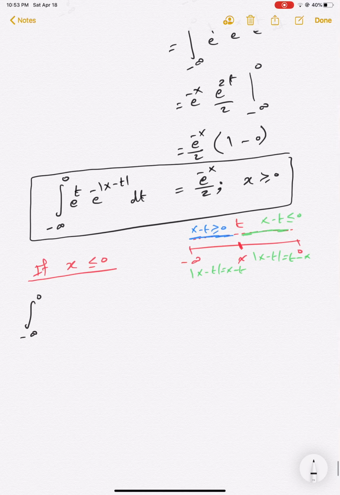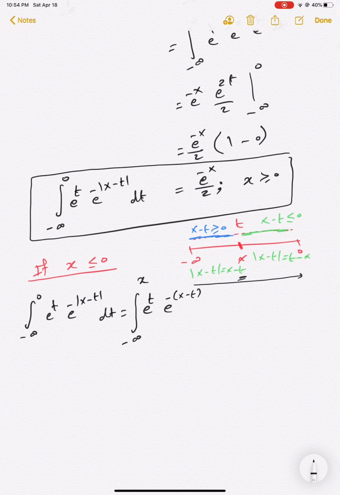We need to do the integral from negative infinity to 0, e to the t, e to the minus absolute value of x minus t. But this time, we need to split the integral. We are going from negative infinity all the way up to 0, but in the middle, there is the x where things are changing about the absolute value. So this becomes from negative infinity to x, e to the t, and between negative infinity and x, what's the absolute value? So this is the first equation we're talking about. The absolute value is x minus t, so this is this.